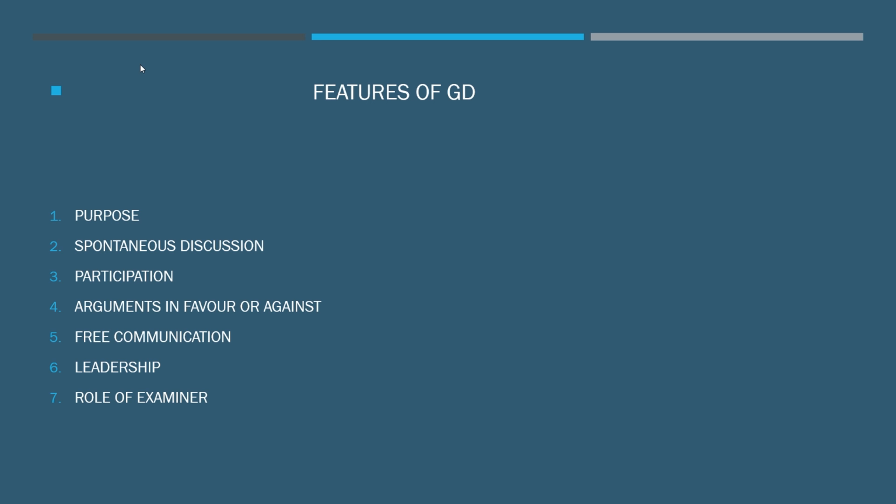Next point, arguments in favor or against. The participants in a GD are free to speak in favor or against the subject or be neutral. But it's not a debate. Next, free communication. In a GD, the participants express their views freely and in a friendly manner on the topic of discussion. Next point is leadership.